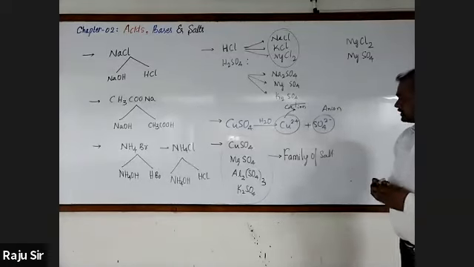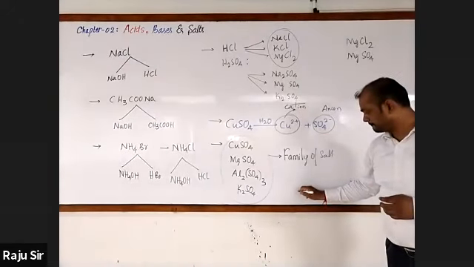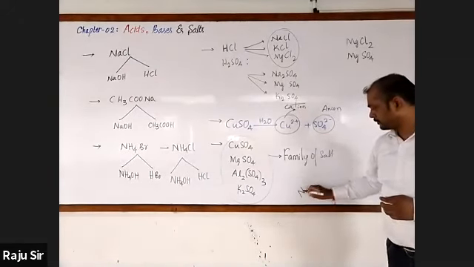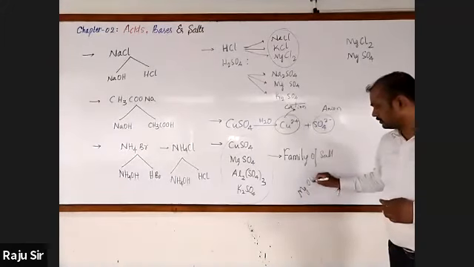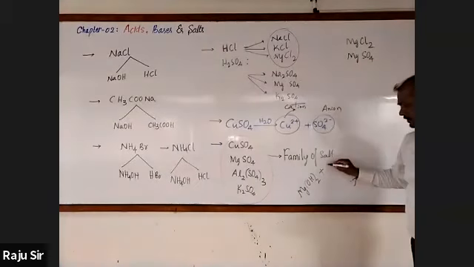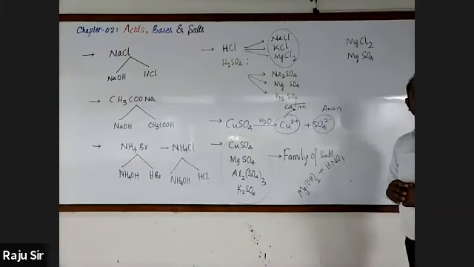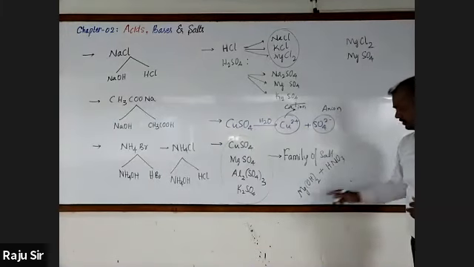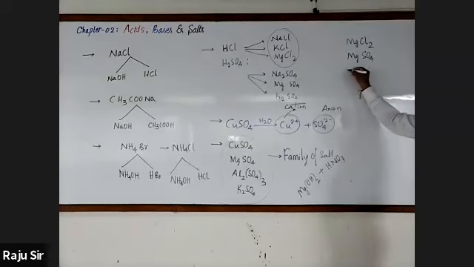Name the salt which is formed from magnesium hydroxide, Mg(OH)2, plus HNO3. Magnesium nitrate. Tell the chemical formula. Mg(NO3)2.